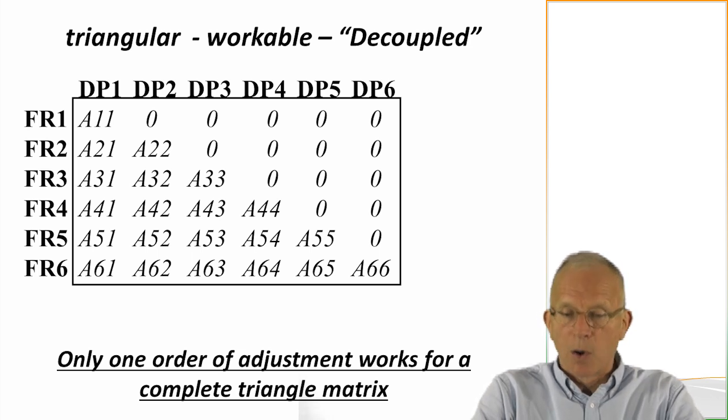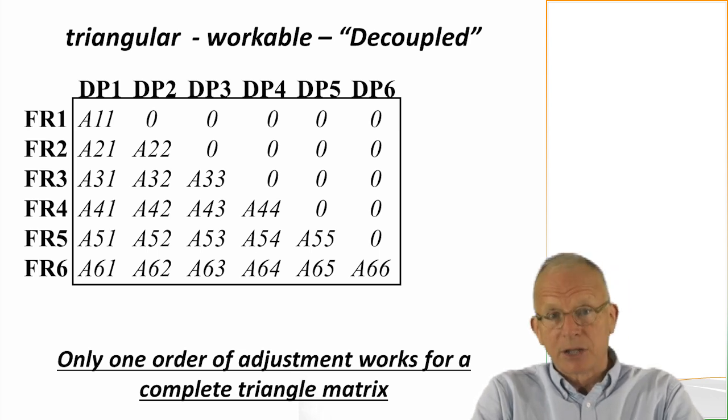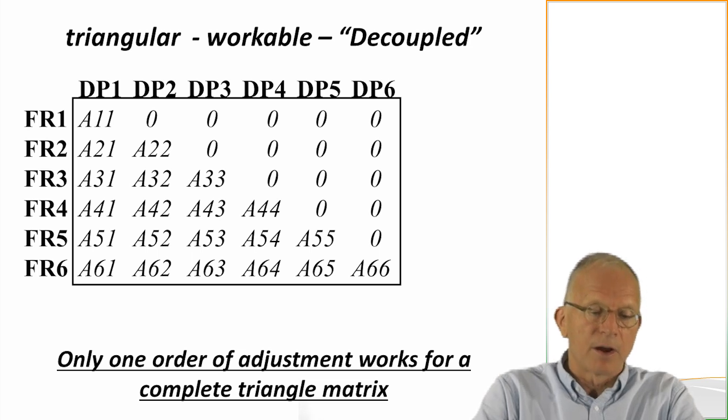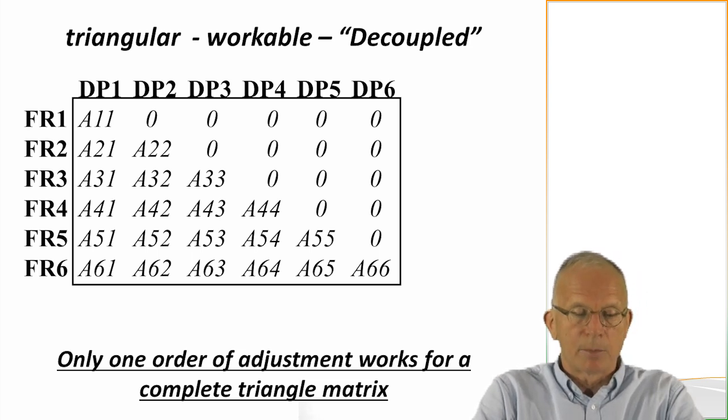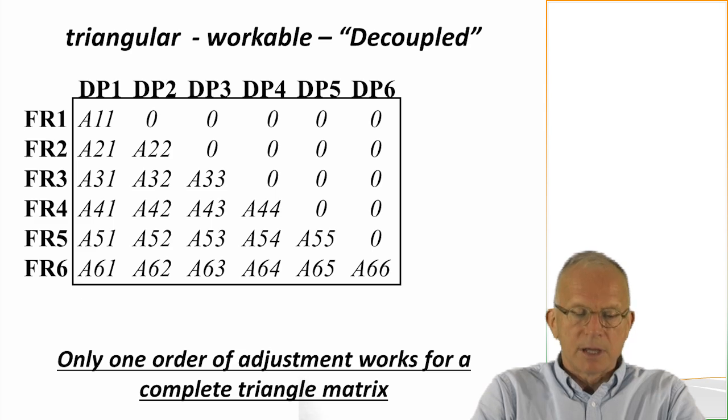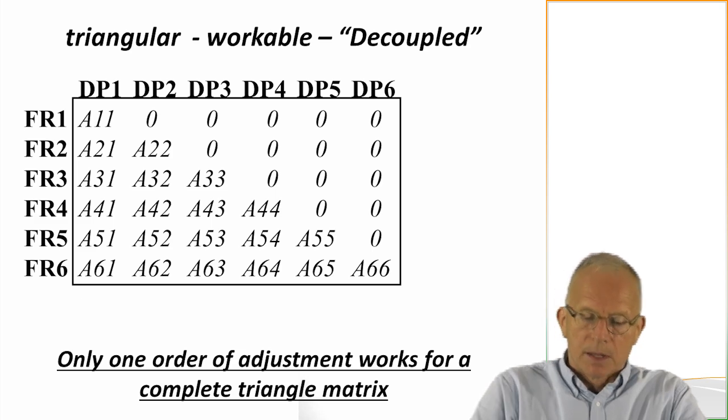of tolerance, and so on, until I finally adjust fr6 with dp6, and dp6 doesn't influence any other FRs, and so finally I'll bring fr6 into tolerance. So, of course, we're showing this on a 6 by 6 matrix, but any size could work.